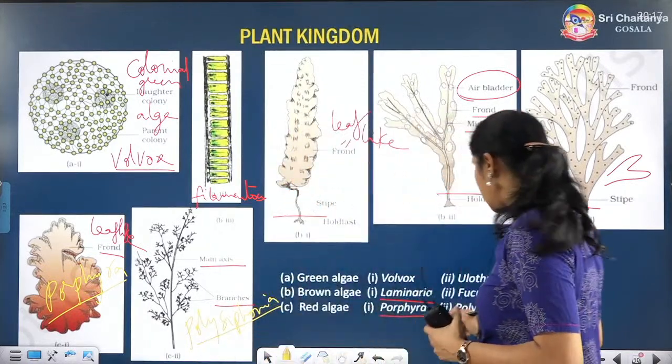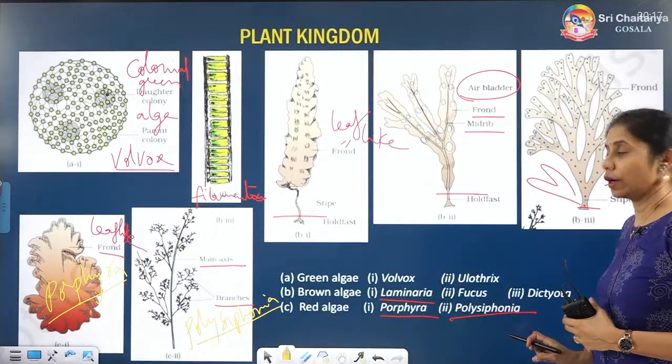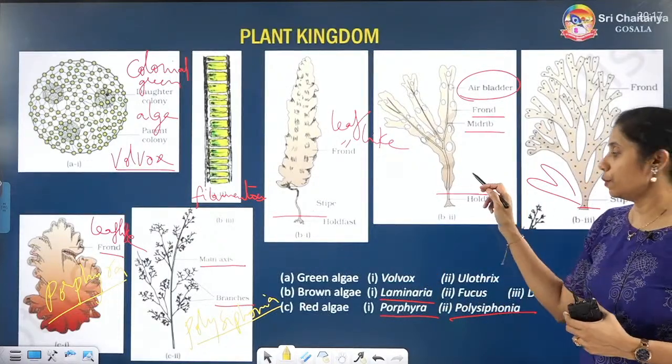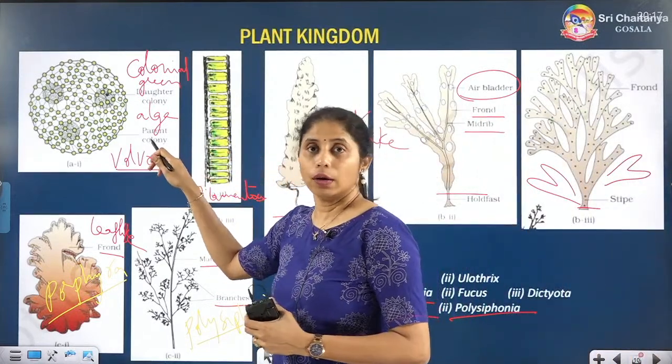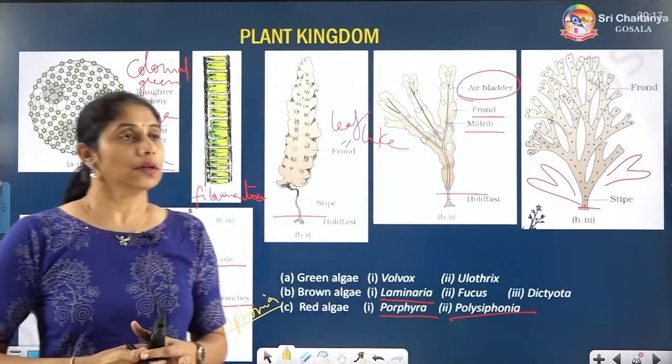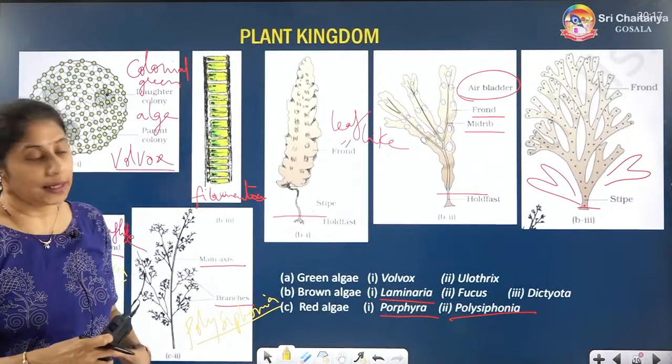Okay, you can see the names are already given here. Porphyra the first one and the second one is Polysiphonia. This one is dictyota, this one is fucus, this one is laminaria, this one is Ulothrix and this is the colonial alga volvox. So these are the examples which you should know because they are all given in the NCERT.